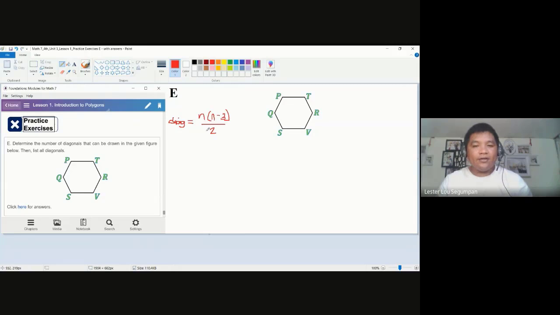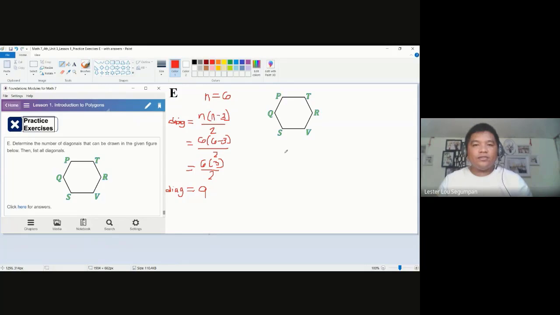Since this is a hexagon, n here is 6. It has 6 sides. So the number of diagonals is 6 times 6 minus 3 all over 2. So we have 6 times 3 all over 2. That is 6 times 3, 18 divided by 2, which is 9. Or 6 divided by 2 is 3, times 3 will also give us 9. So this is the total number of diagonals that we could draw for this hexagon here.